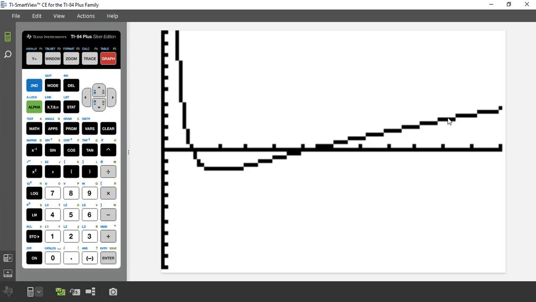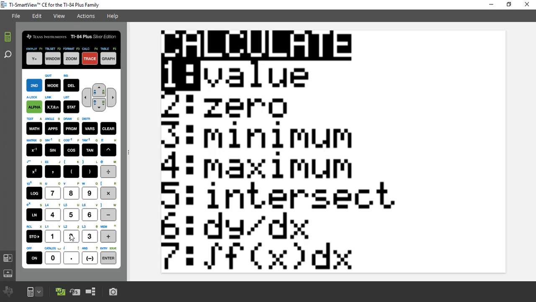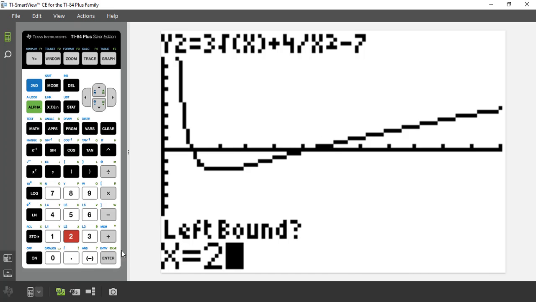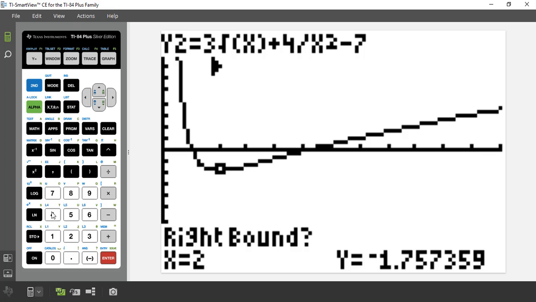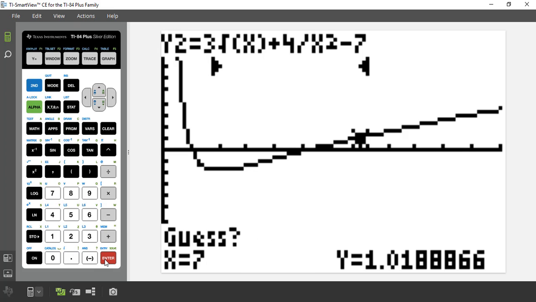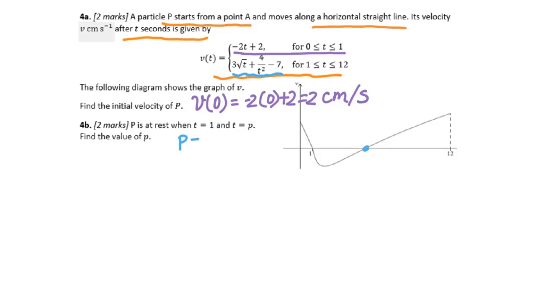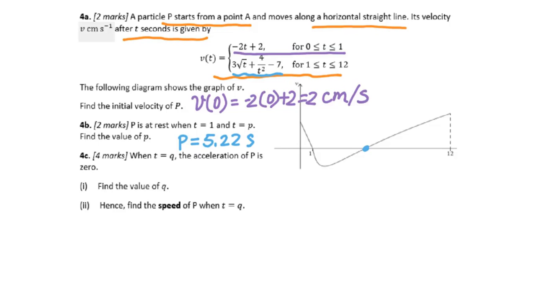You could say this is the graph we got. We want to figure out this zero. So we do second trace 0. Left bound, I can put 2. Enter. Right bound, let me do 7. Enter. So this will be the solution. X equals 5.22. We got p equals 5.22 seconds.